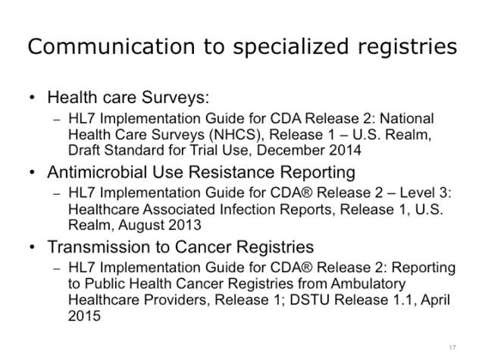Antimicrobial Use Resistance Reporting uses the HL7 Implementation Guide for CDA Release 2, Level 3, Healthcare Associated Infection Reports, Release 1, U.S. Realm, and finally, Cancer Transmission to Cancer Registries uses HL7 Implementation Guide for CDA Release 2, Reporting to Public Health Cancer Registries from Ambulatory Healthcare Providers, Release 1, DSTU Release 1.1.